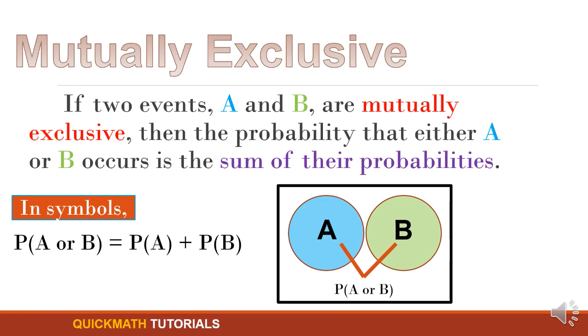As we can see, the event A and the event B do not intersect. Therefore, we can say that the two events do not have common elements or similarities. So, if the two events are mutually exclusive, we can use this formula. We will just add the probability of A and the probability of B.